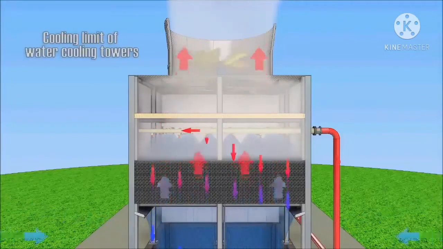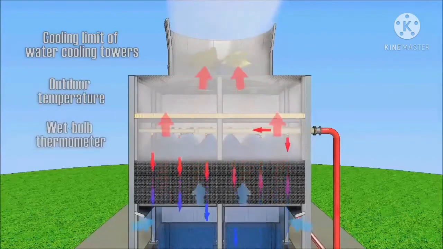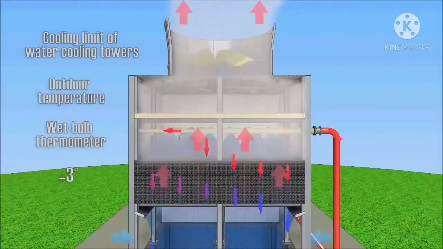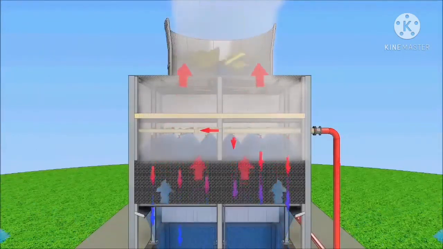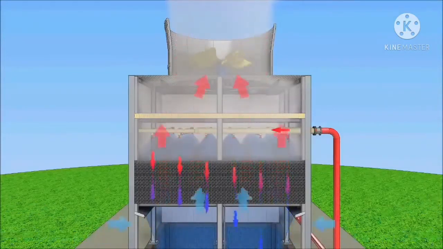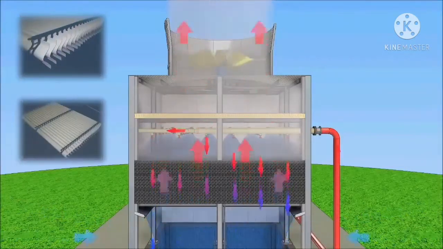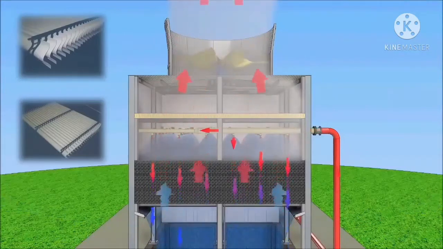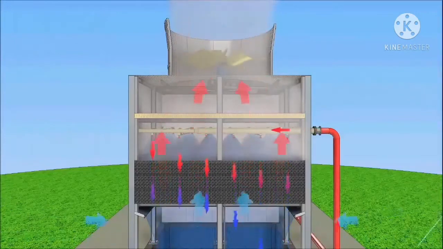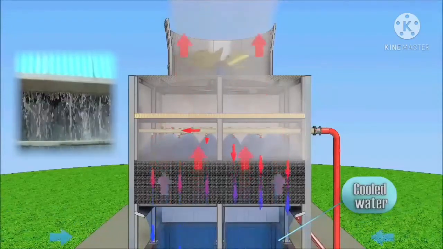The limit of the cooling water in the cooling tower is the temperature of the outside air, the wet bulb temperature. In practice, the limit of cooling is the temperature of the wet bulb thermometer plus 3 degrees Celsius. Operating a cooling tower emits air saturated with water vapor and containing water droplets with size of 100-500 micron. To prevent entrainment of water droplets, a drift eliminator is installed above the water distribution system. Cooling water moves down and flows into a catchment tank, and then the pump supplies it to the technology.